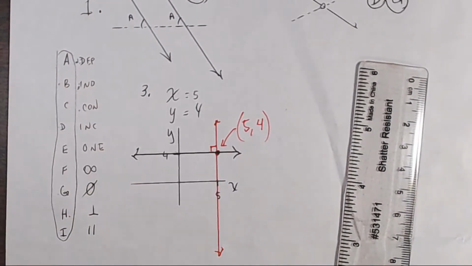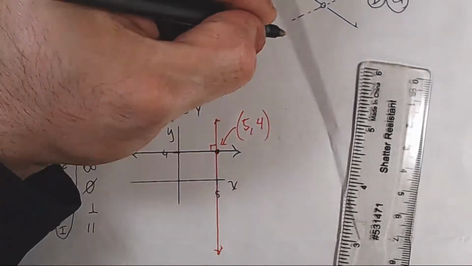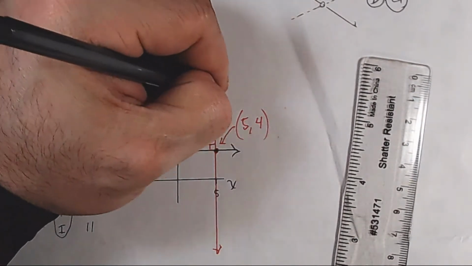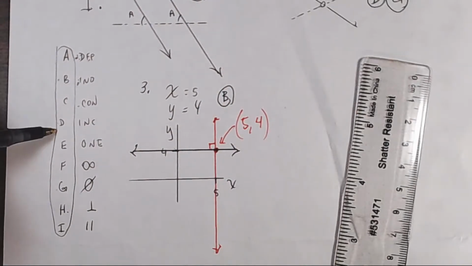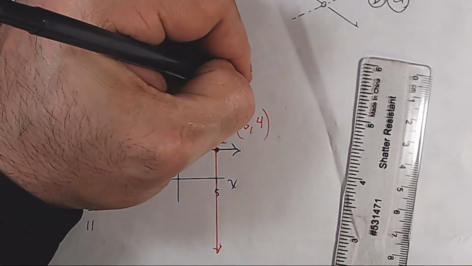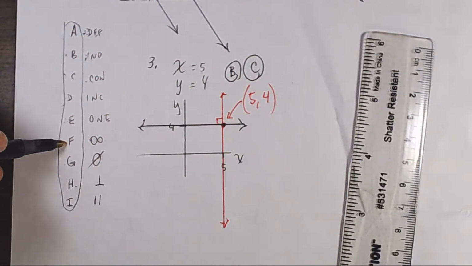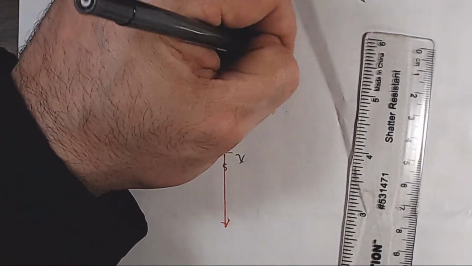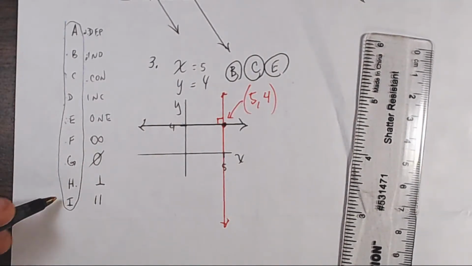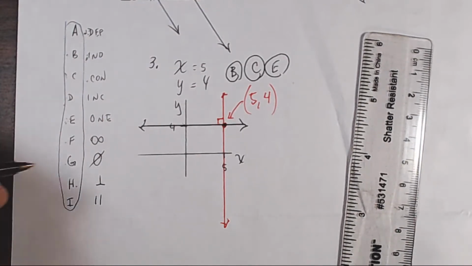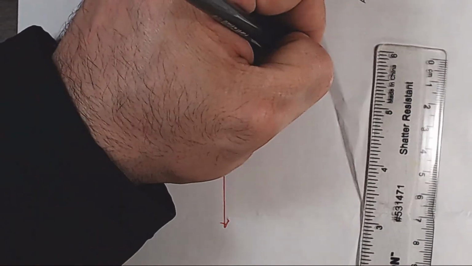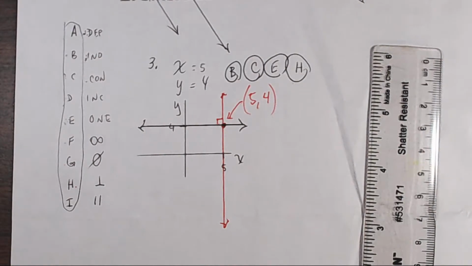Independent. Good job. Okay, so it is B. Is it consistent or inconsistent? Consistent, so we get C. Does it have one solution, infinite, or none? One, E. Is it parallel or perpendicular? Perpendicular, so H. This was a fun one because we got all the letters.